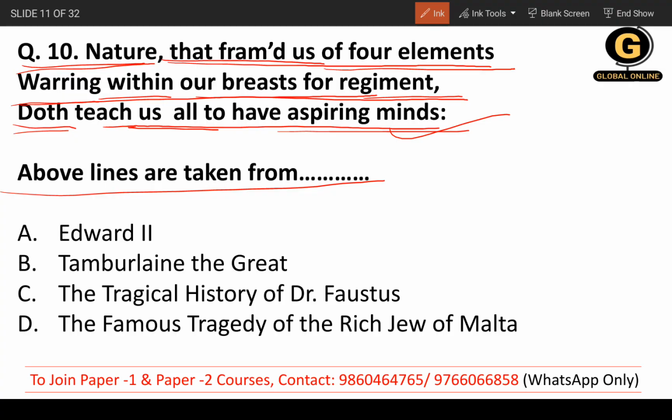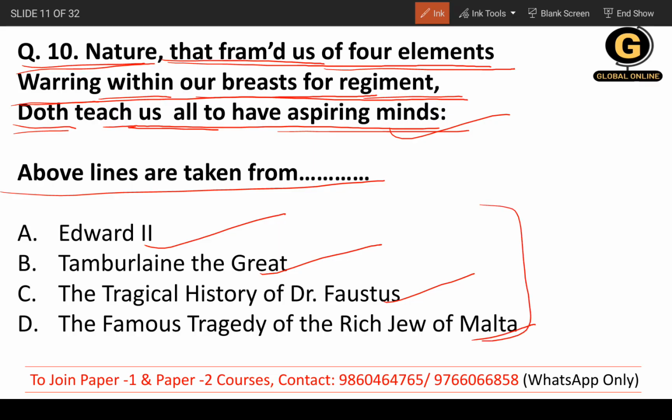I do remember this line, so I can tell you the correct answer. But let me tell you the other options. The first option is Edward II. Second, Tamburlaine the Great. Third, The Tragical History of Dr. Faustus. I hope you all know that. The fourth, The Famous Tragedy of the Rich Jew of Malta.